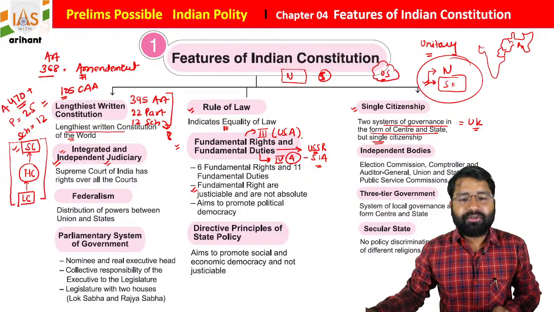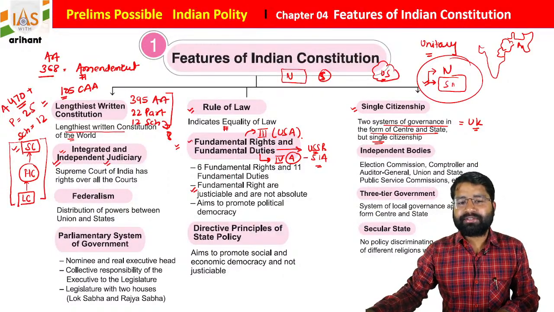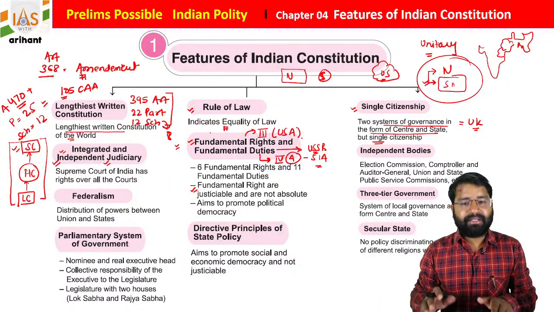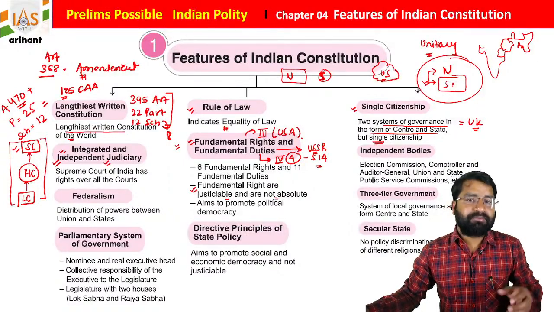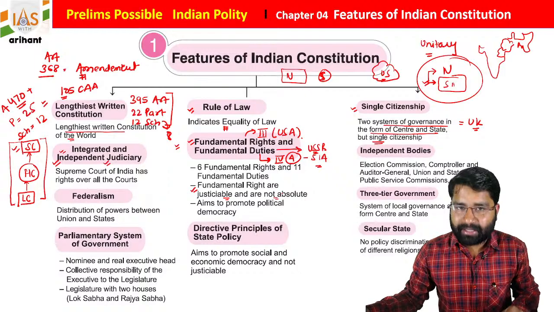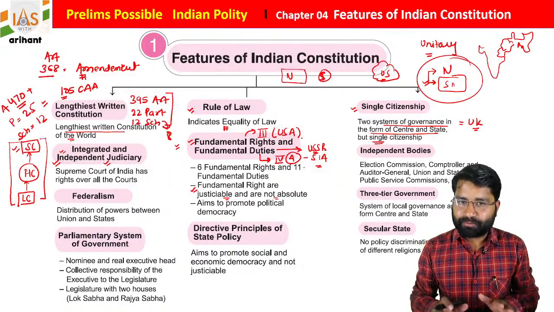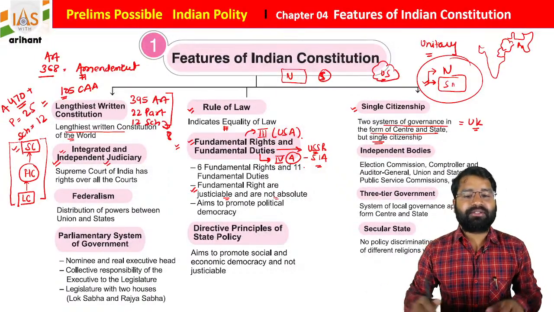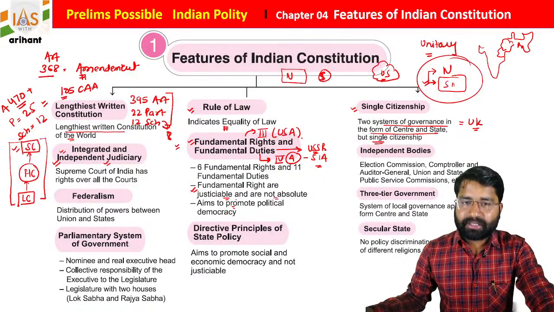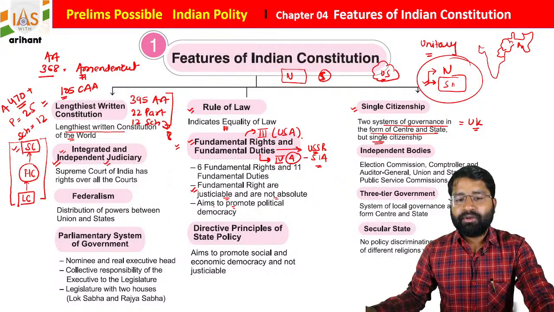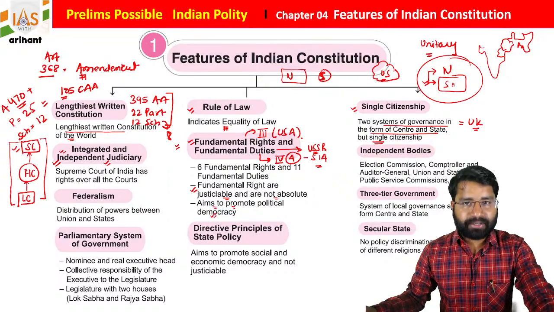So what you find, students, is that fundamental rights are justiciable. Let's suppose your fundamental right is taken away by any authority, then you can move to the Supreme Court for the protection of fundamental rights, students. And what is the motto of these fundamental rights and fundamental duties? To promote political democracy in India, students.